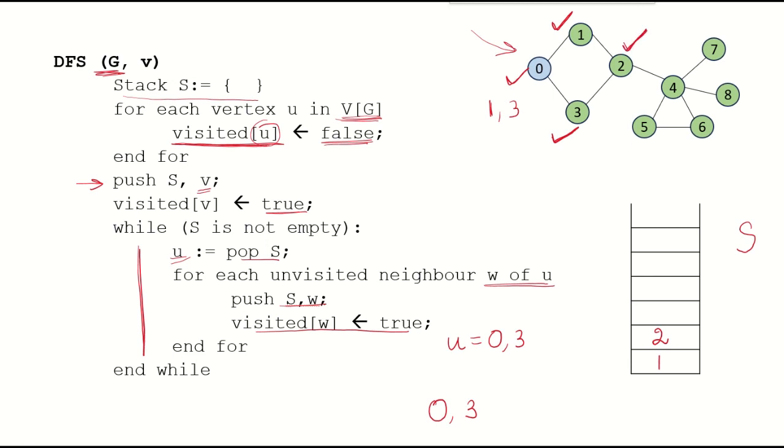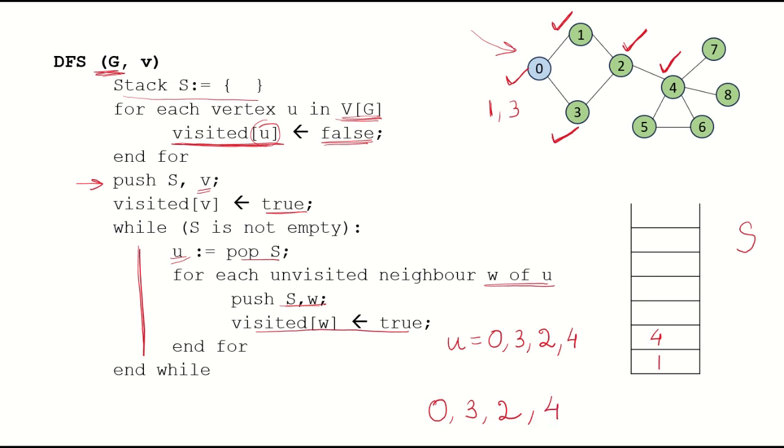it as visited. Now in our next iteration, our u becomes 2 because it will be popped out, no longer on the stack, and now we have to push the unvisited neighbors of 2 onto the stack, and the unvisited neighbor of 2 is only 4. So 4 goes onto the stack and 4 is also marked as visited. In our next iteration, u becomes 4. So 4 is being popped out.